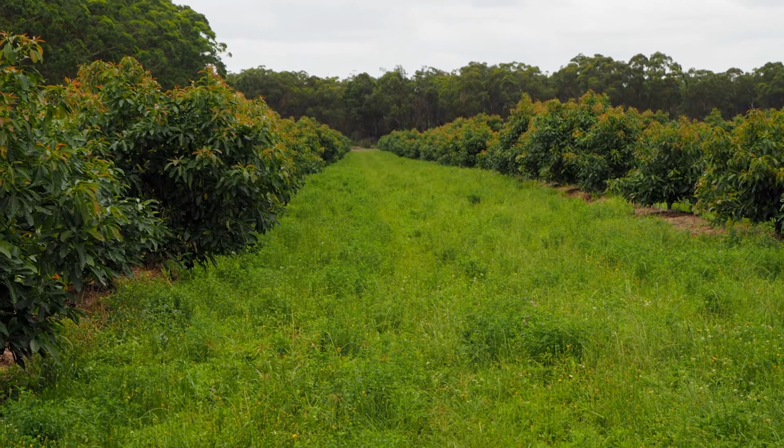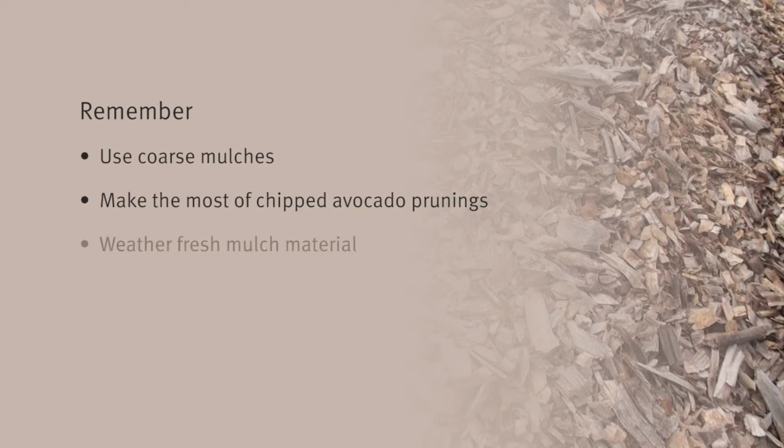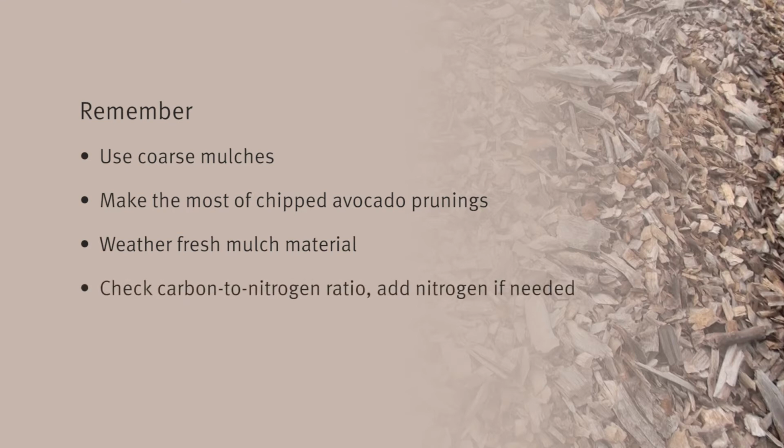Applying mulch to avocados has many benefits. Remember, coarse mulches are best. Chipped avocado prunings are good. Some hardwood and pine materials need to be weathered prior to use. Check the carbon to nitrogen ratio of your mulch and add nitrogen if needed. And growing your own mulch may be cheaper than buying in.